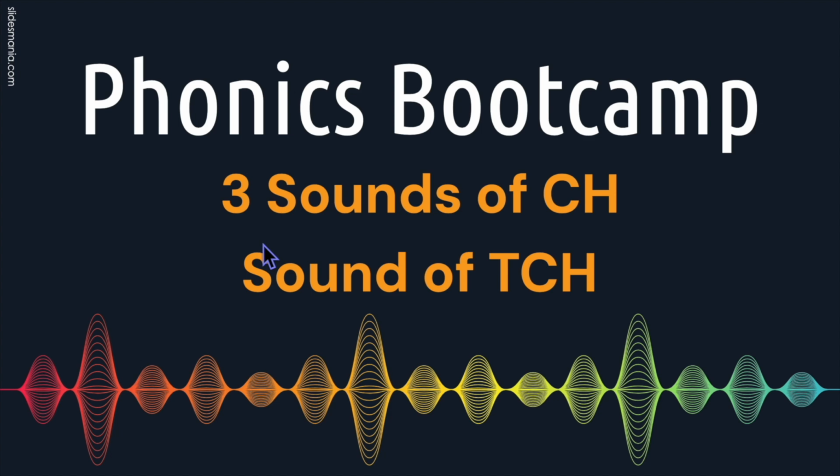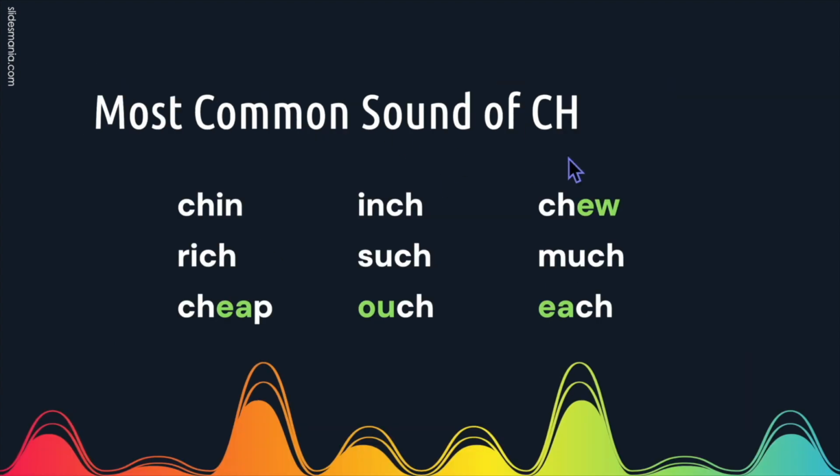We're going to learn the 3 sounds of CH and the sound of TCH. The most common sound of CH is ch. This is the first one kids learn. Chin, inch. EW says oo or you. Chew, rich, such, much. EA in this word says E, cheap.